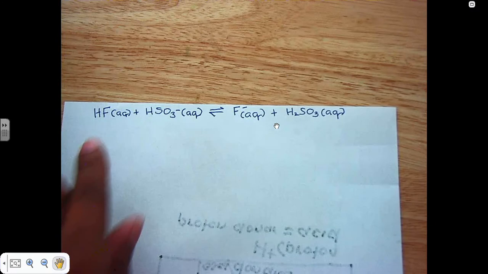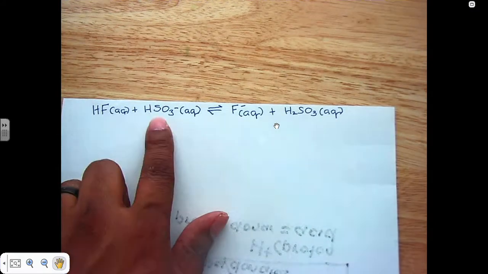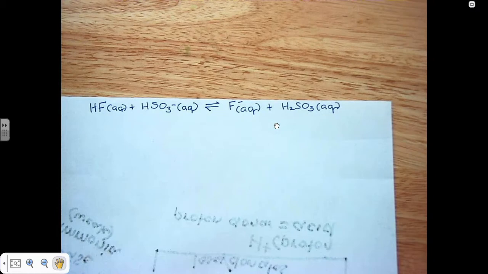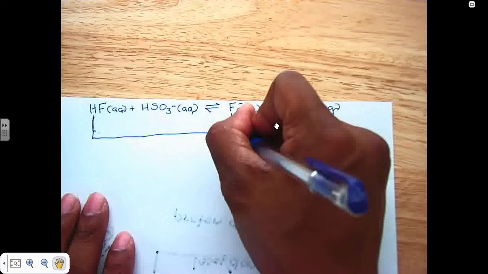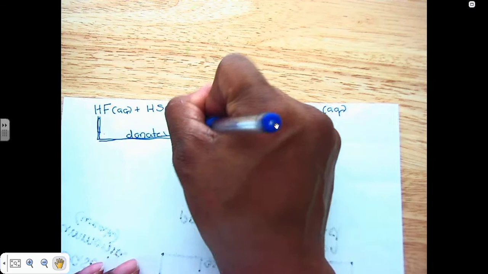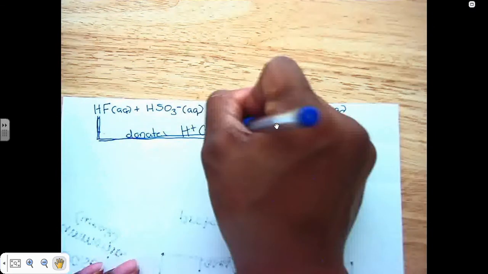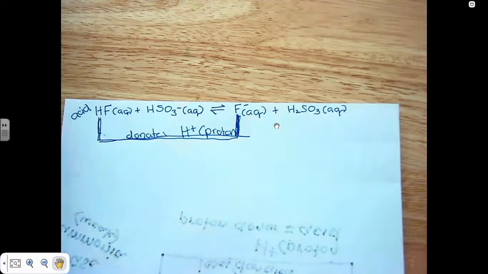We have the problem HF reacts with HSO3⁻ to form F⁻ and H2SO3. So if I'm looking at this, I'm looking to see which one loses an H, which one gains an H. Looking at this guy, HF loses an H group. So this one donates an H, or proton. Because it donates, that tells me that HF is an acid. And in fact, it is an acid. It's a weak acid, hydrofluoric acid.